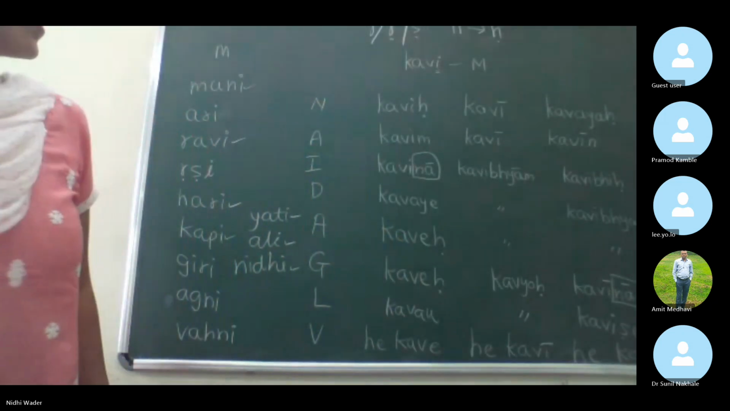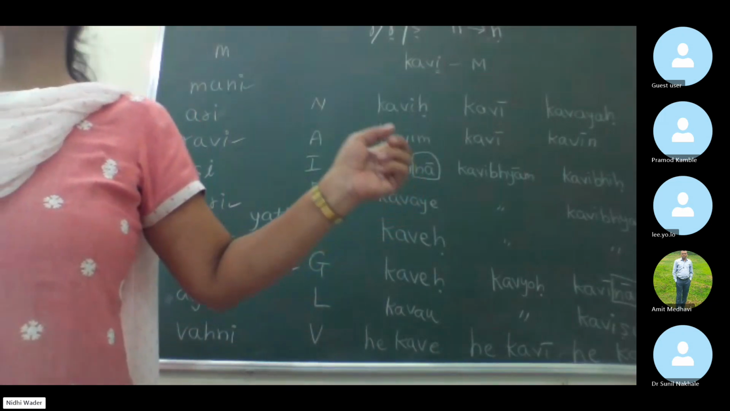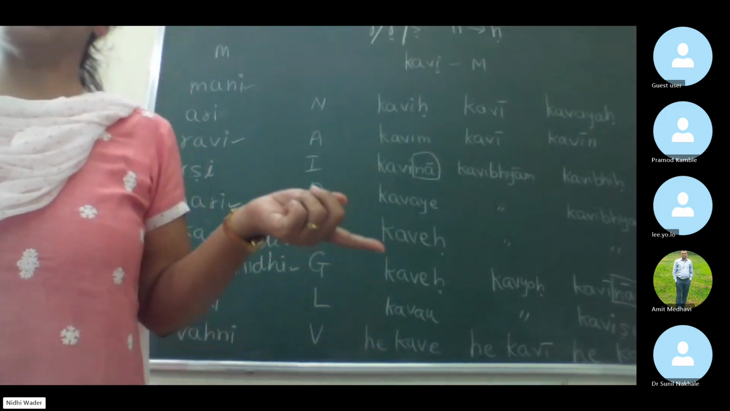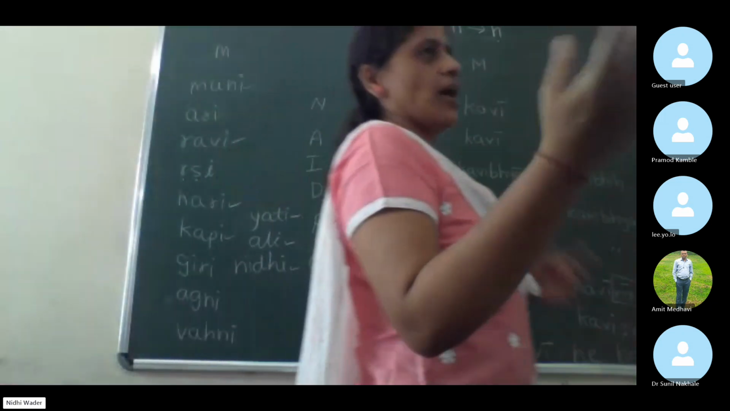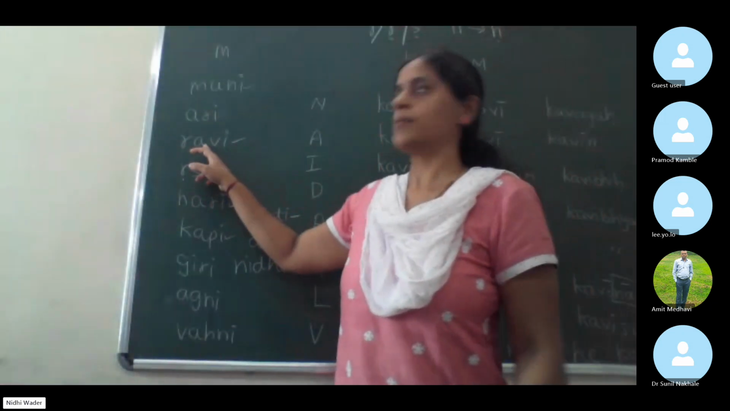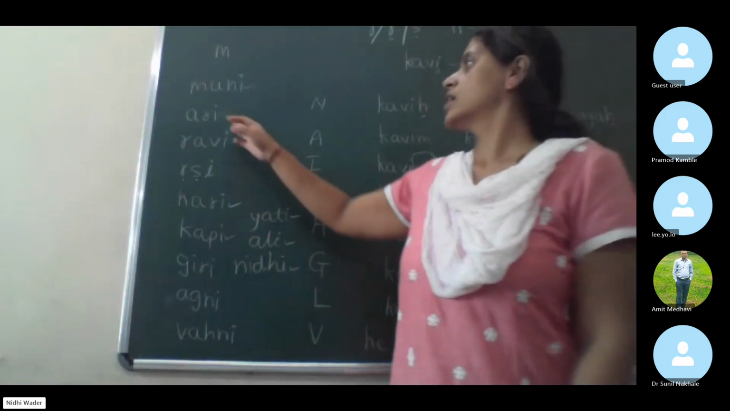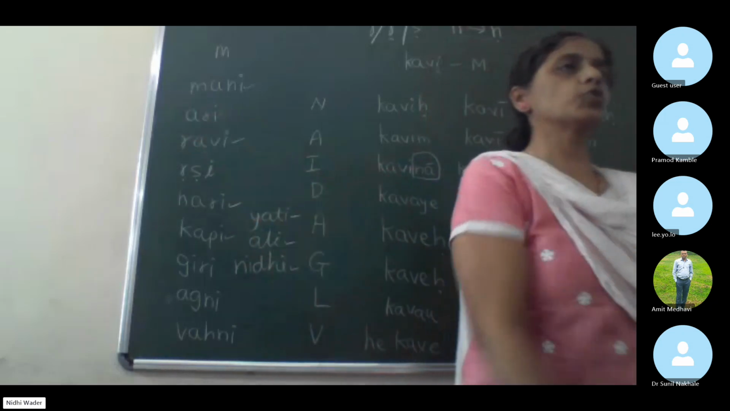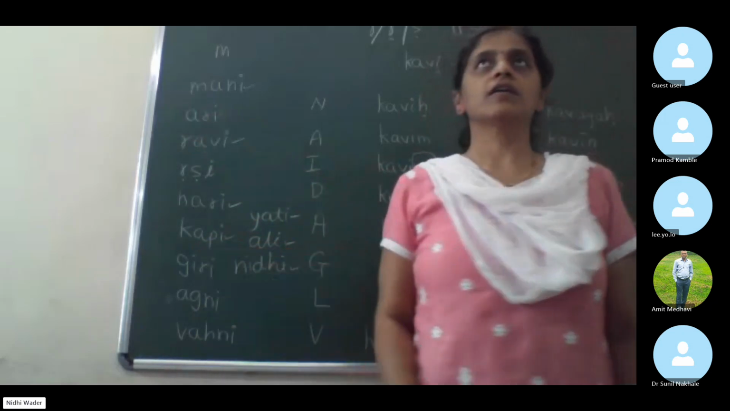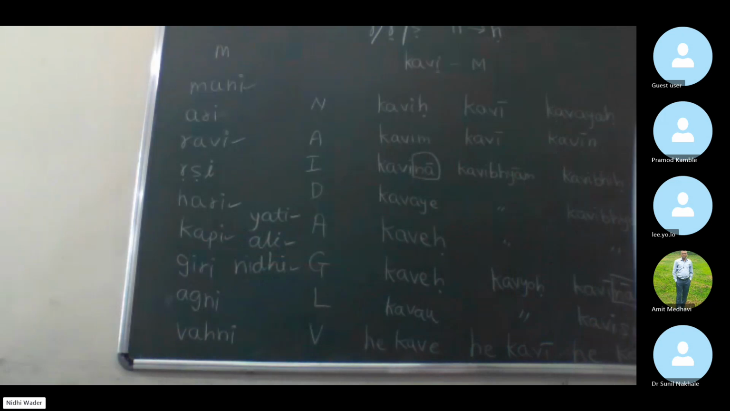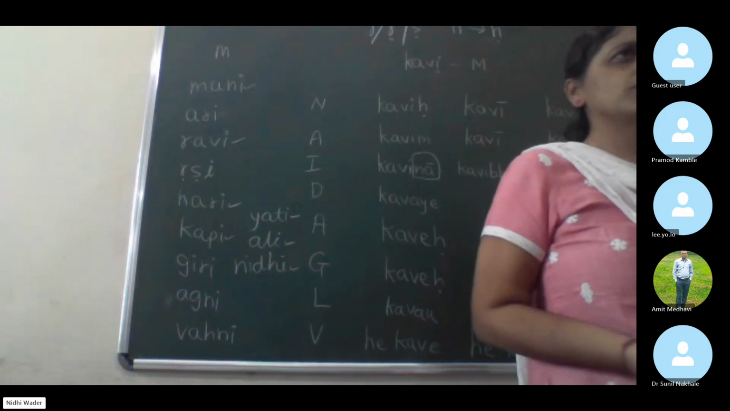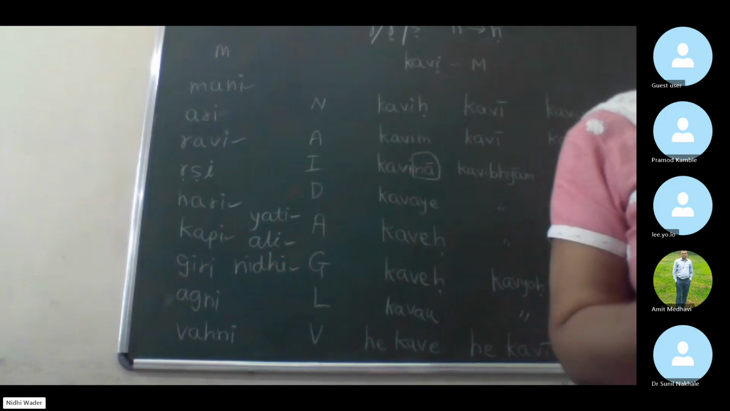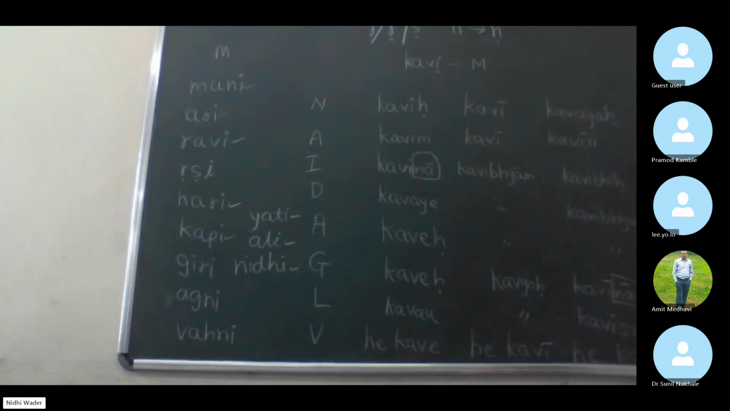Now, this was ending in E, masculine. How to use it? Same. Kavihi kavitam likhati, ravihi prakasham yachati, arihi yuddham karoti, kapihi ruksham arohati. Same usage. If it is nominative, because it is the subject, everywhere I use the nominative in all my sentences.